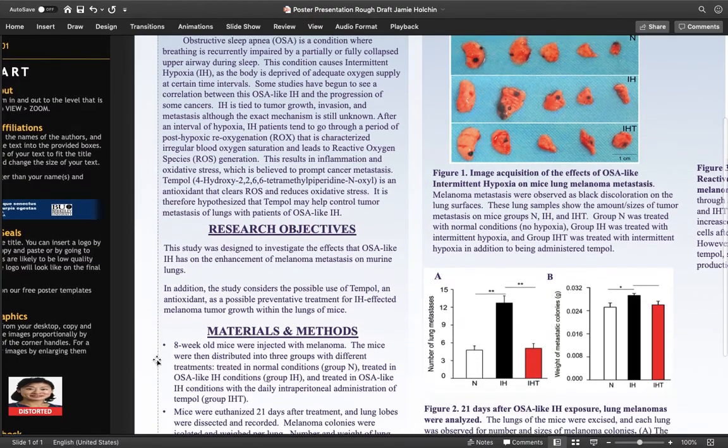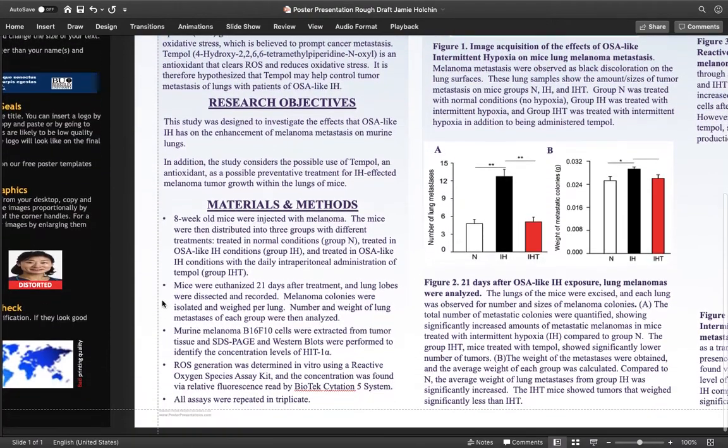these lung tumors. So to obtain the results of the experiment, the study used 8-week-old mice, and they were split up into 3 groups. Group N, which were handled in normal conditions, Group IH, which were treated with intermittent hypoxic conditions, and Group IHT, which were treated with intermittent hypoxic conditions, as well as administered Tempol daily.